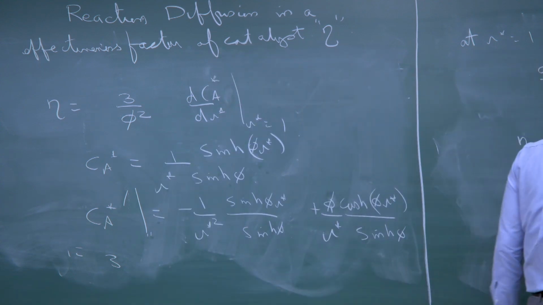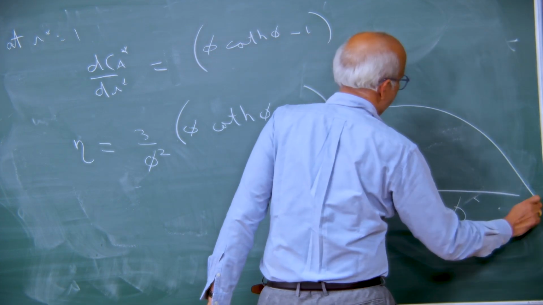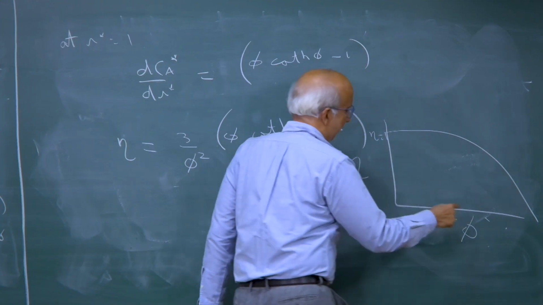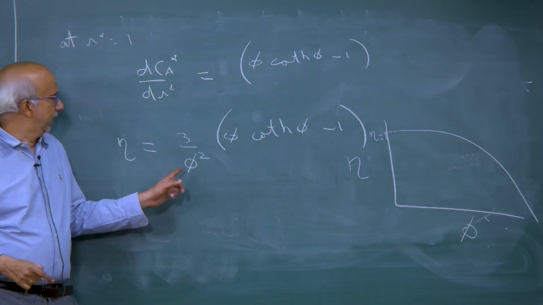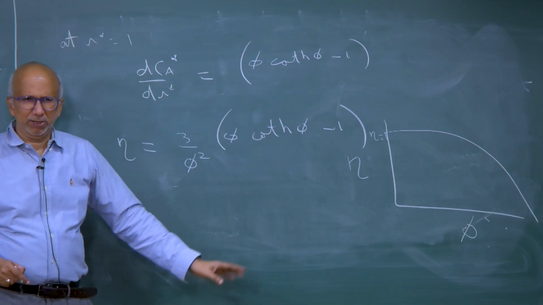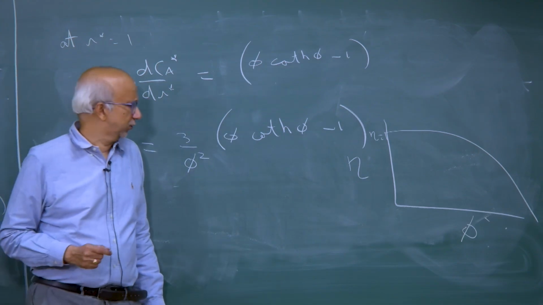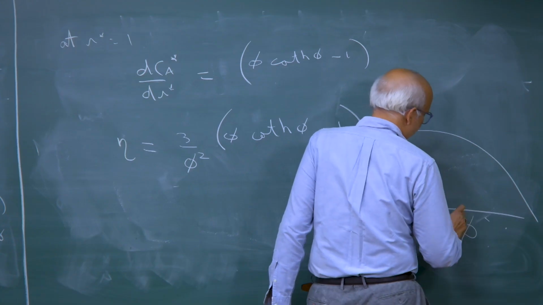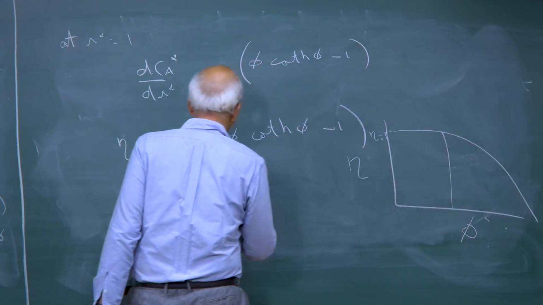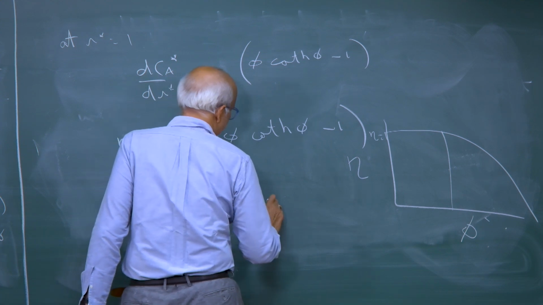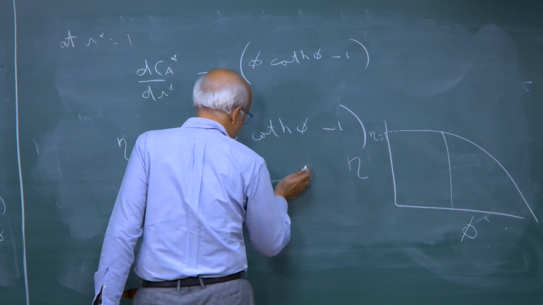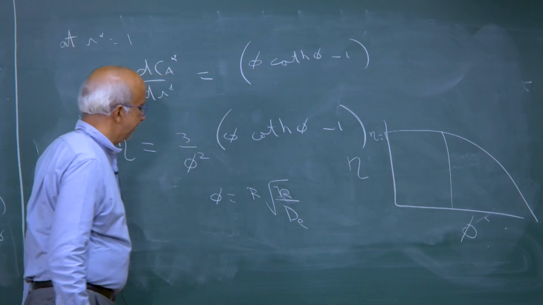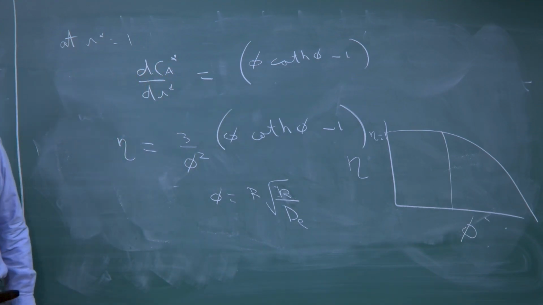And if you have to plot this, you will get some value. I think this is eta equal to 1. You can look at the limit of phi going to infinity, some asymptote will come. I am not getting into those details. This is not a course in CRE, but the point is you can calculate phi, because phi is nothing but R times square root of K by D effective, isn't it? Yeah, phi is this.